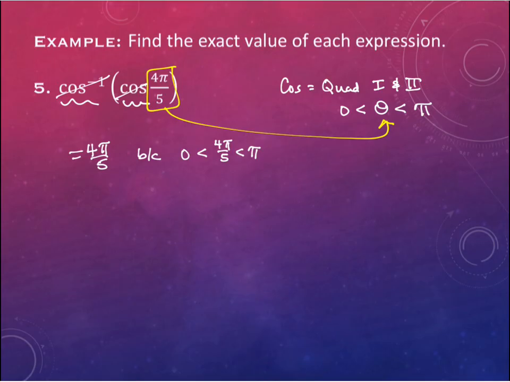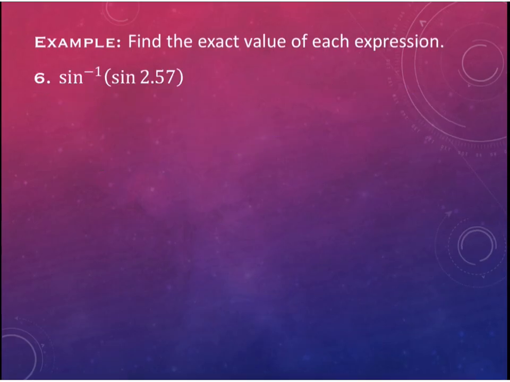So that's great when it works, but we need to know what we do if it doesn't work. Let's take a look at this one, 2.57. It's not a very friendly looking number because it doesn't have a pi in it, but let's start with what we need to know. We need our sine values to be in which quadrant? It's in quadrants 1 and 4.